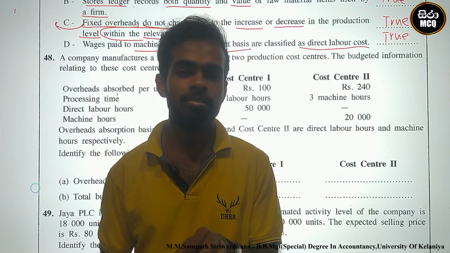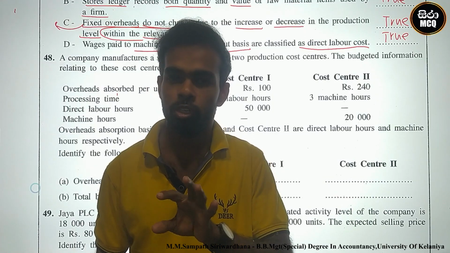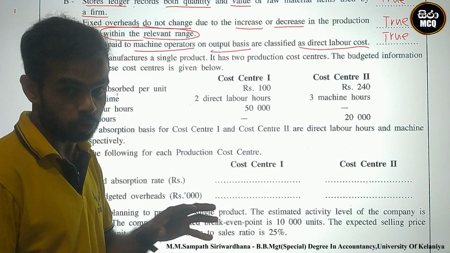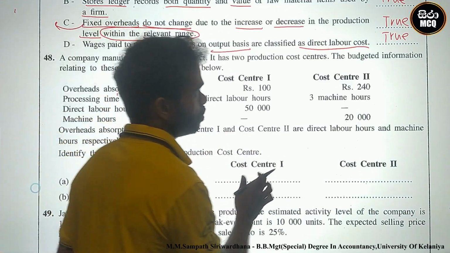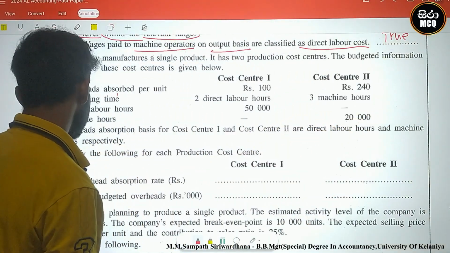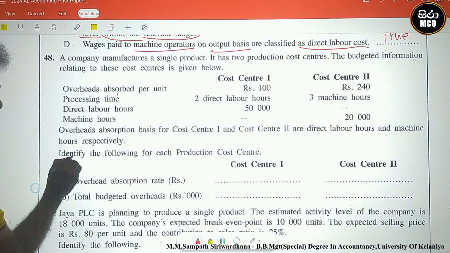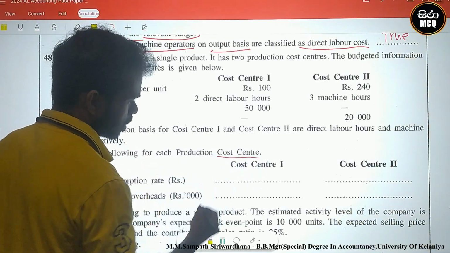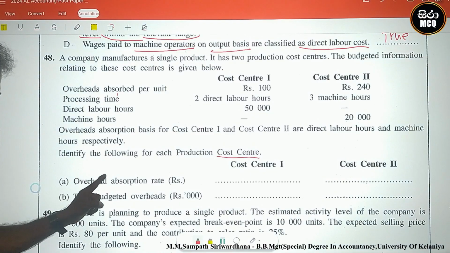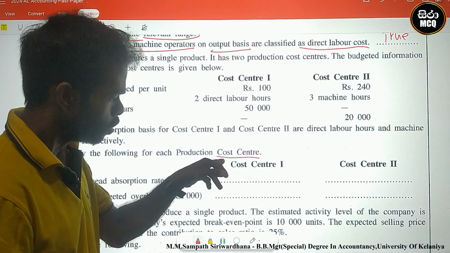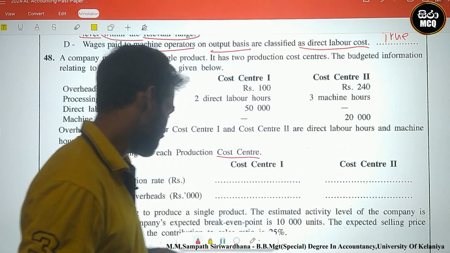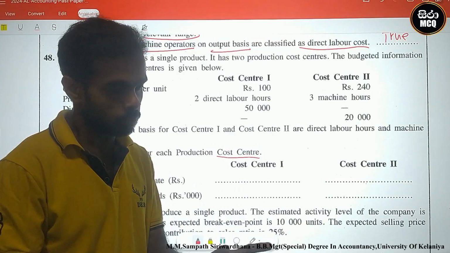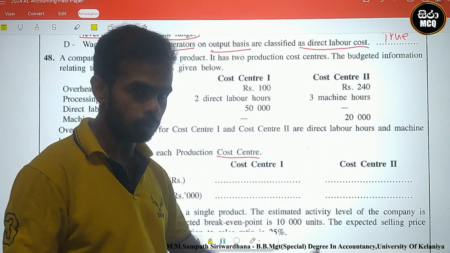Today we discuss Advanced Level A-Level Accounting Paper 2024 question number 48. This is related to the overhead cost absorption topic. Look here, what are the requirements? Identify the following for each production cost center: the overhead absorption rate for cost center 1 and cost center 2, and the total budgeted overheads for cost center 1 and cost center 2.